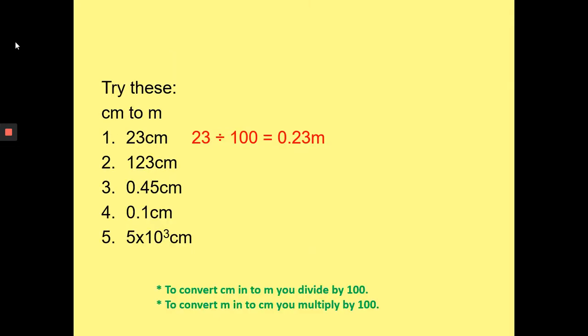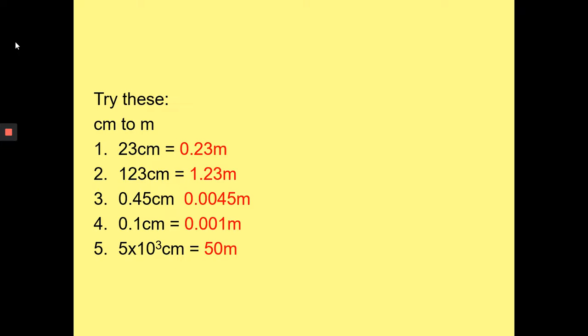So first of all, I'd like you to have a go at seeing if you can convert these centimetres into metres, and I've done the first one for you. So all I've done is taken 23, used my calculator and put 23 divided by 100, and that gives me 0.23 metres. So I'd like you to pause the video now and have a go at converting the rest into metres for me. And here's your answers. Have a look, see if you got them correct, and pause the video whilst you mark them.